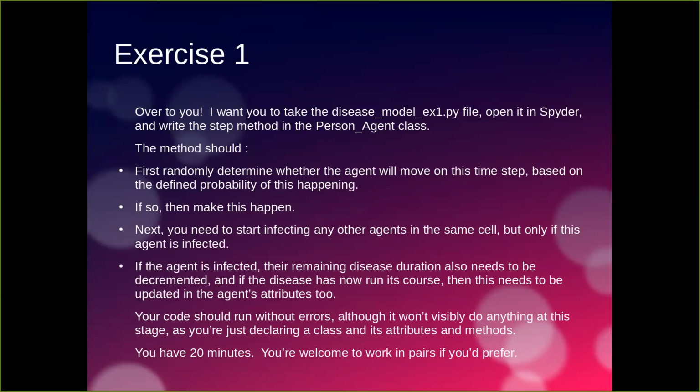And if the disease has now run its course, then this needs to be updated in the agent attributes too. So your code, if you've done this correctly, should run without errors, but it won't appear to do anything, because all you're doing at the moment is defining a person agent class. You're just saying, okay, great, I now know what person agent class is. So it won't appear to have done anything, but if it runs without errors, you're probably on the right lines.